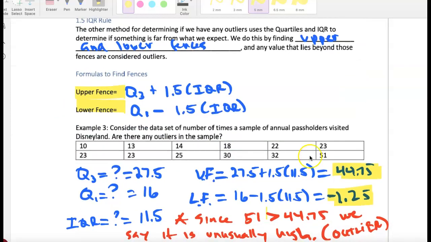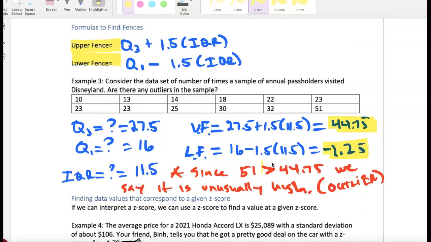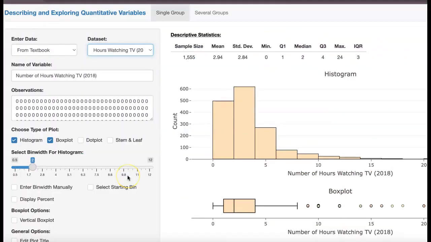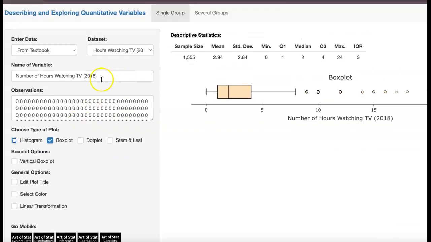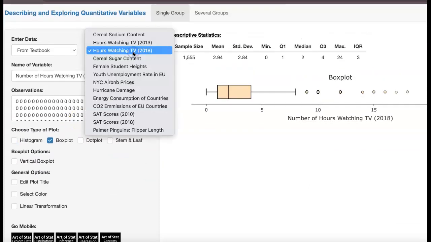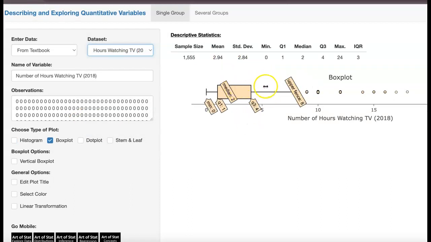Now, the IQR method is a little bit more technical, and ArtaStat does outliers for us. It's one of the choices you get in the ArtaStat. So coming back to the ArtaStat and showing an example, if you're choosing a dot box plot, and this was hours of children watching TV in 2018, you create a box plot. But what you also see in the ArtaStat are these little dots that go beyond the box. So these little dots represent outliers, values that are farther away than we would expect from the mean of 2.94.